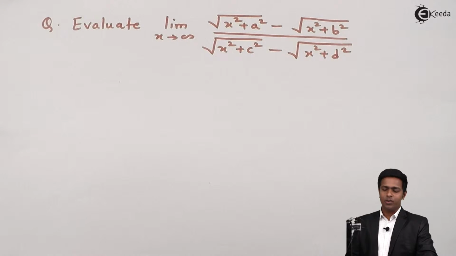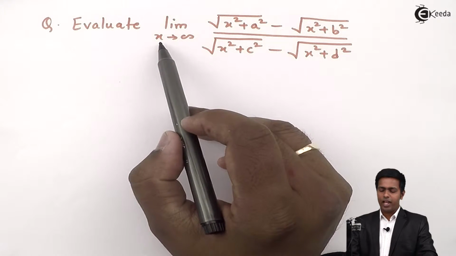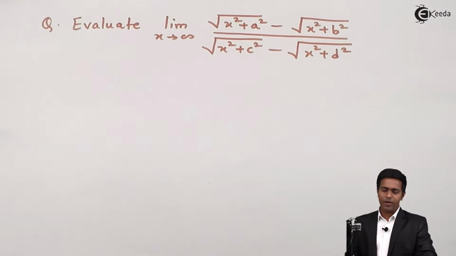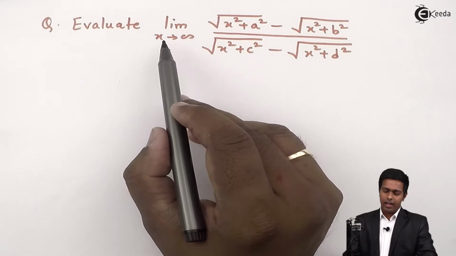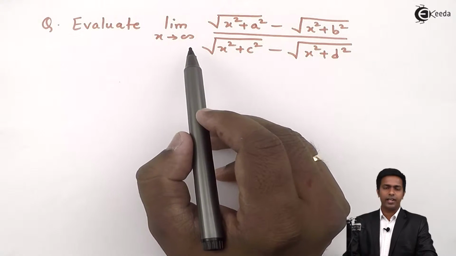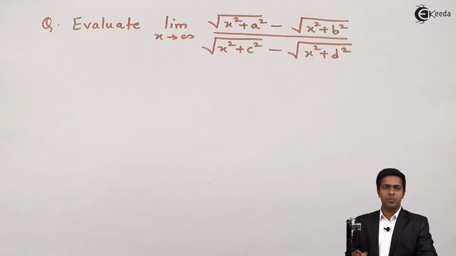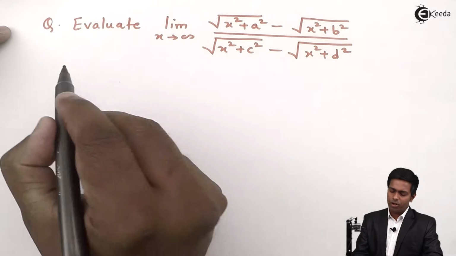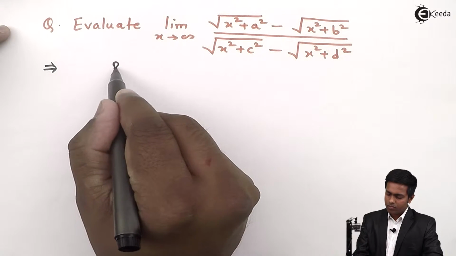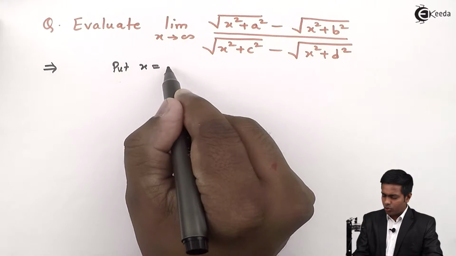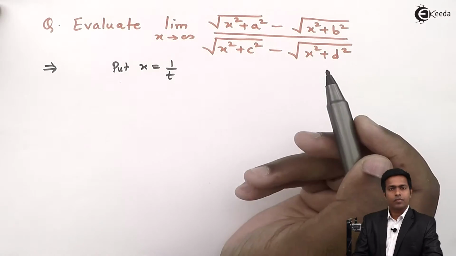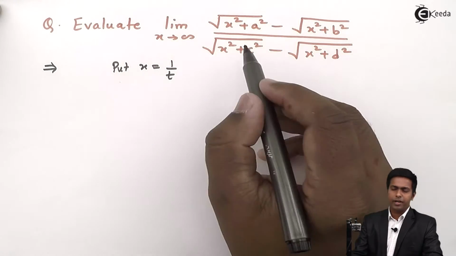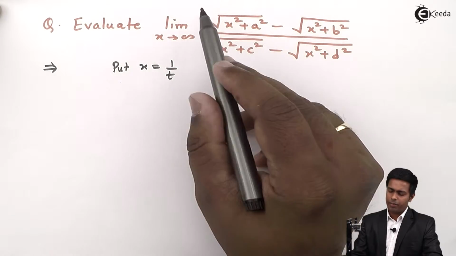Now if you observe the given limit, here we have x tends to infinity, and whenever we have x tends to infinity, or a limit tending towards infinity, we substitute that variable as 1 upon t. So here I'll start with that. Put x equal to 1 upon t, so as to make this limit finite. So let's see how it becomes finite.